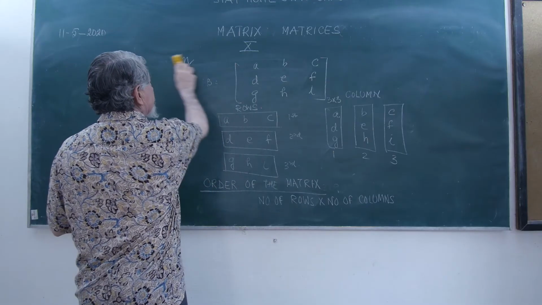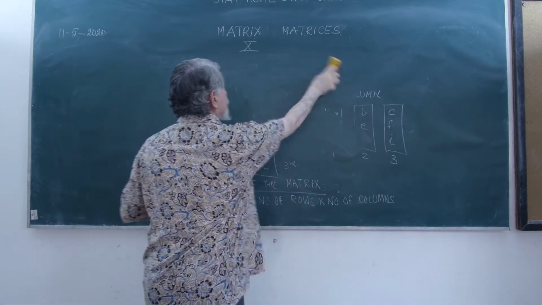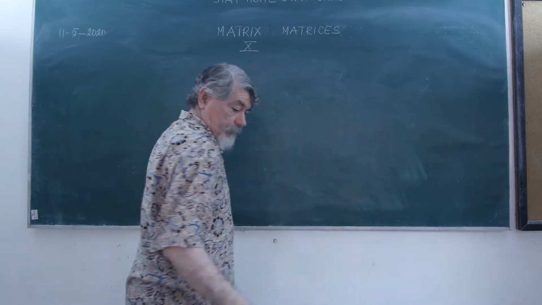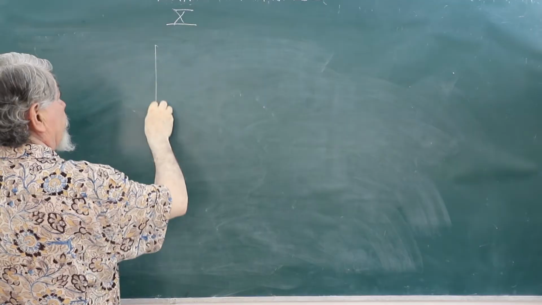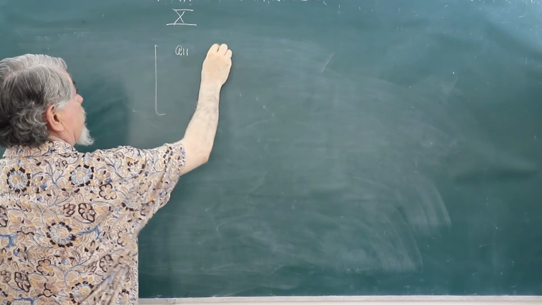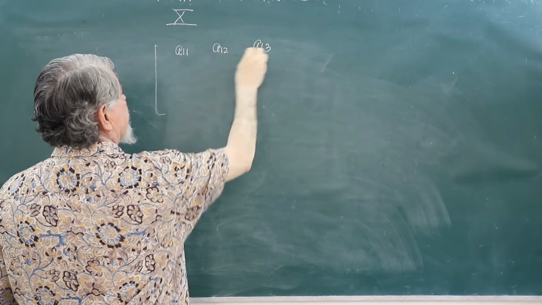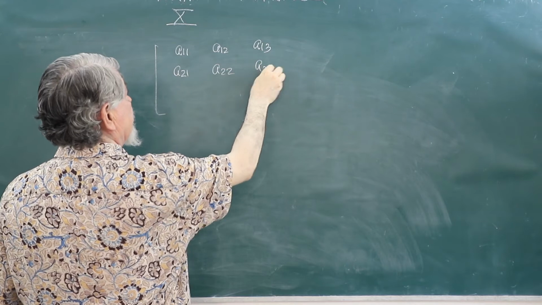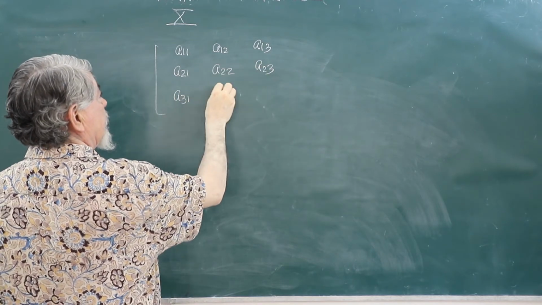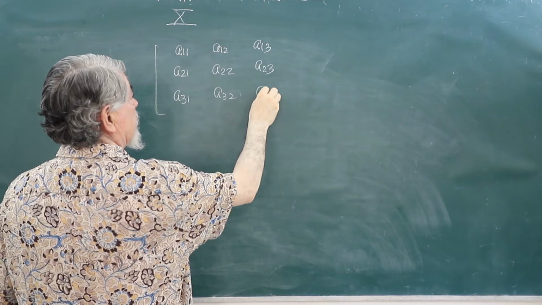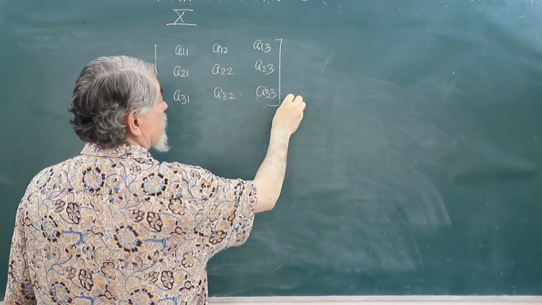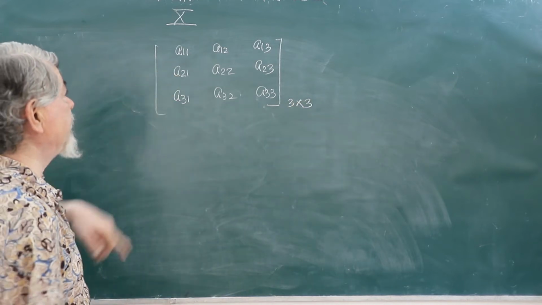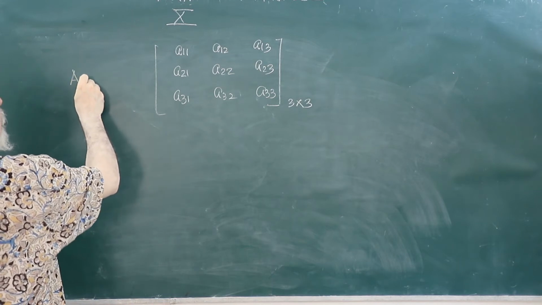Let me take a general matrix to explain this further. A11, A12, A13, A21, A22, A23, A31, A32, A33. The order of this matrix is 3 into 3. It has got 3 rows and 3 columns.